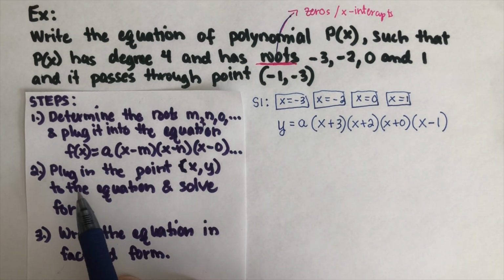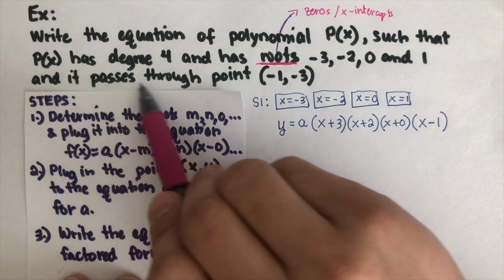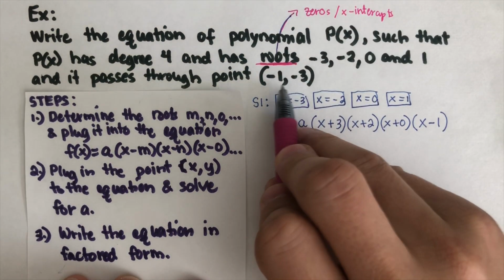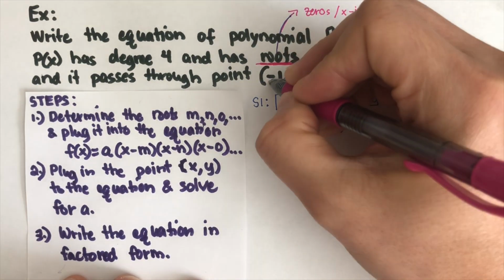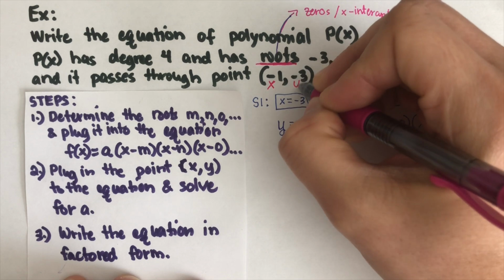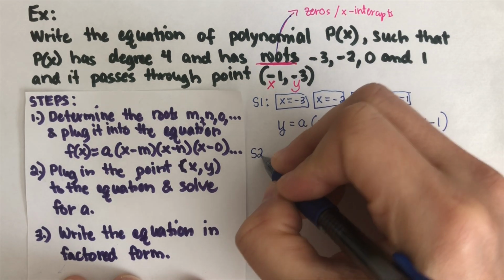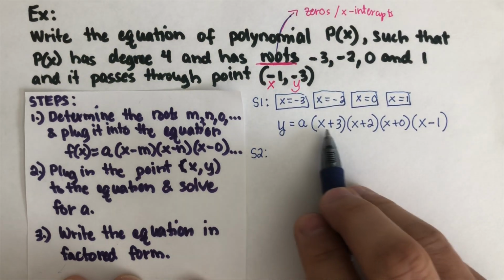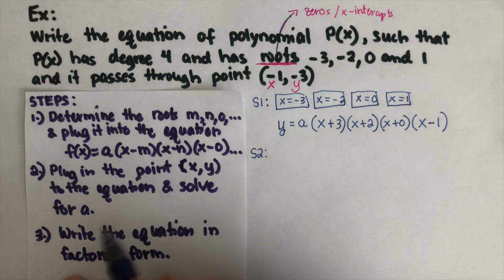The second step is to plug in the point. The problem says it passes through the point (negative 1, negative 3). So this will be our x and this will be our y. Now we're moving on to step 2. We use the same equation, but we fill those in, and then we solve for a.